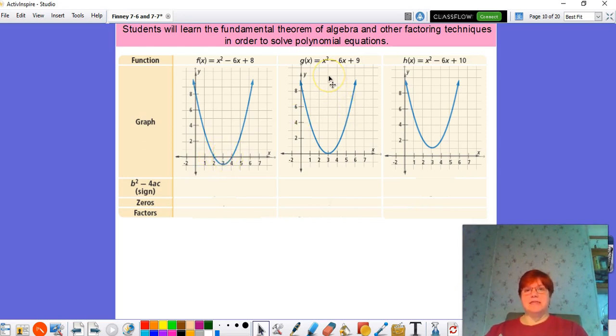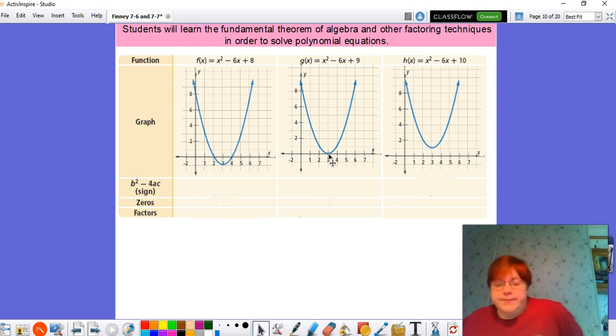When we look at the next equation, g of x equals x squared minus 6x plus 9, you can see when you graph it you have one zero, at x equals 3, which means you only have one solution. But Miss Finney, it's degree 2. You're right, it's degree 2, which means we could have at most two solutions.